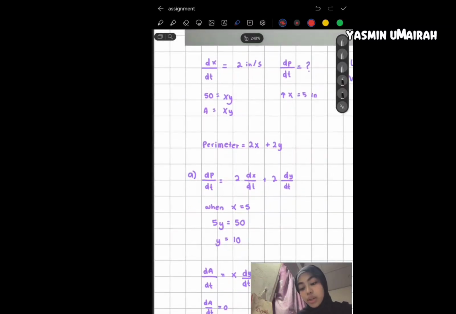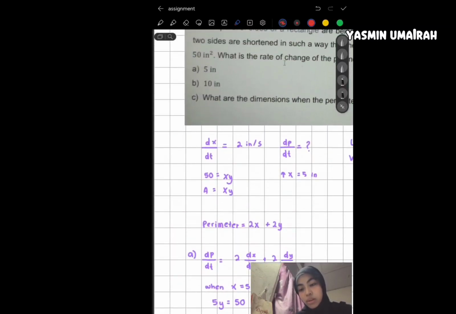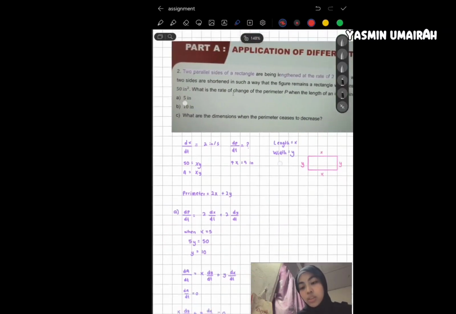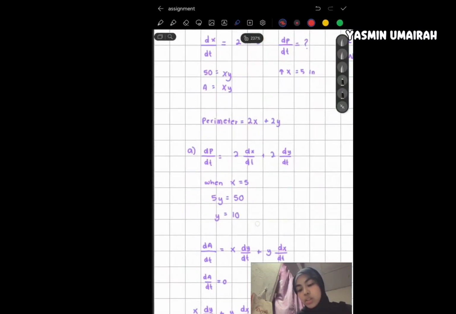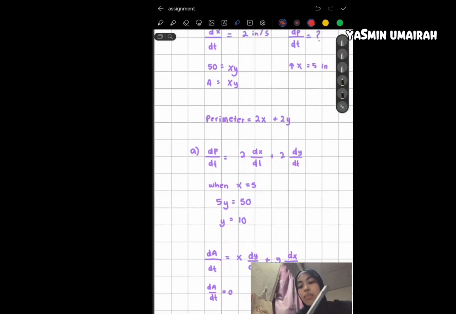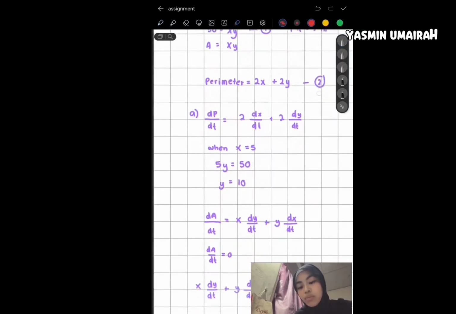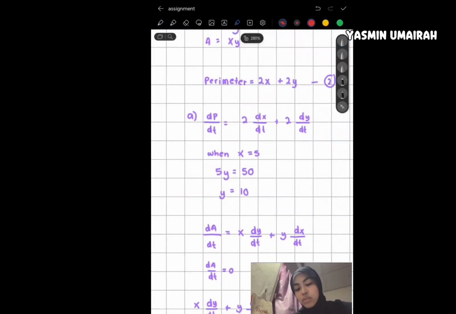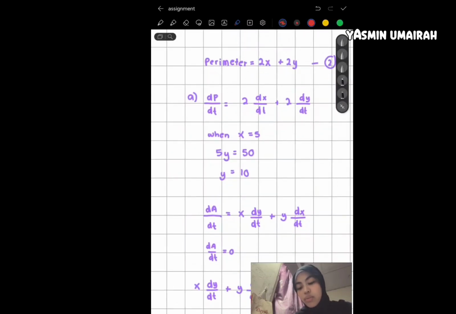We already know that x is 5 because the question asks for 5 inches. So when x is 5, we substitute into the first equation. This is the first equation and this is the second equation. So we substitute into the first equation, which is 5y equals 50, so we get y equals 10.